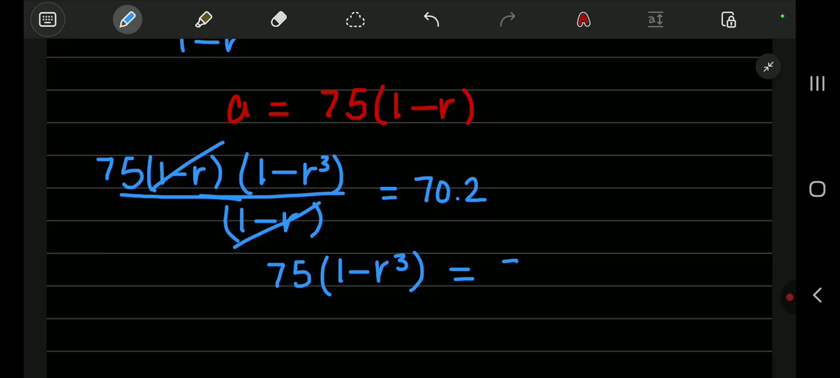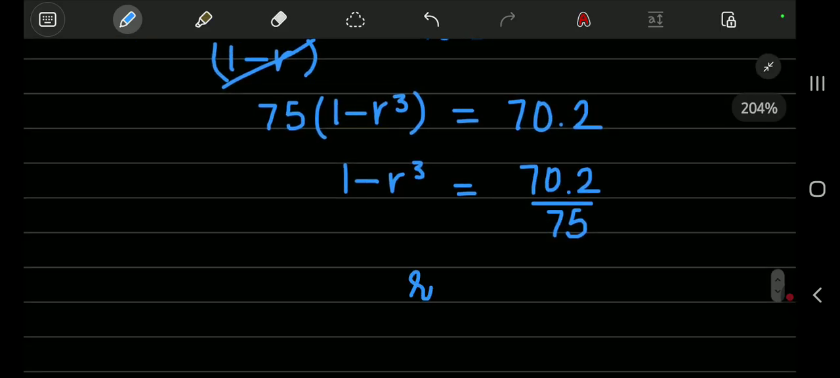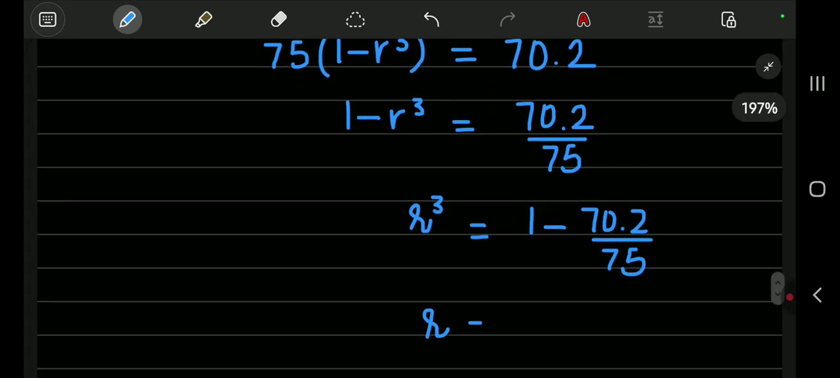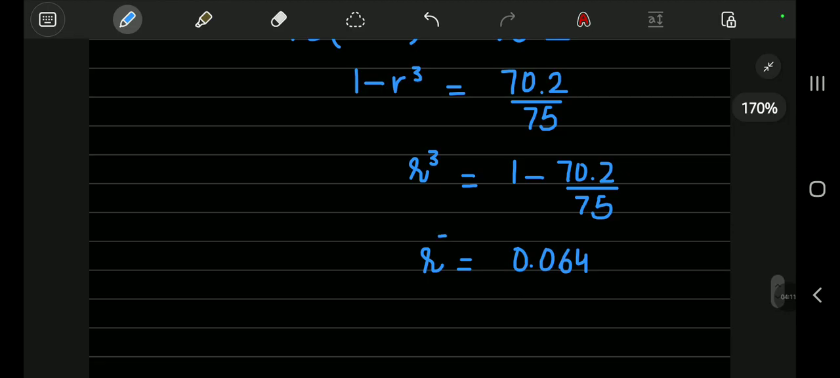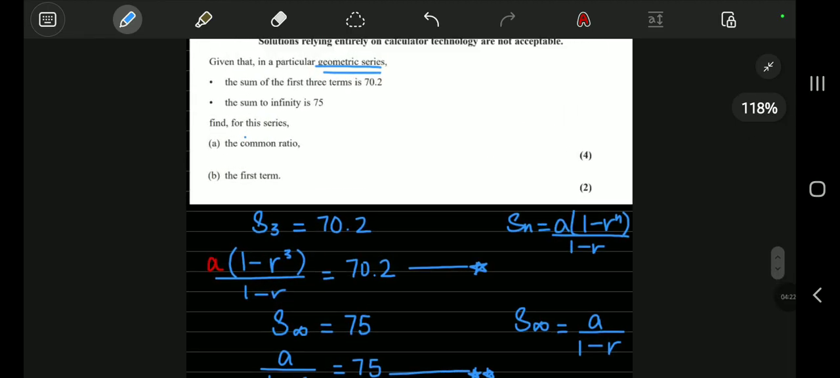Now we need to isolate r. So 1 minus r cubed is equal to 70.2 over 75. Then r cubed is equal to 1 minus 70.2 over 75. So let's solve it for r. We will get 0.064, and when you take the cube root on both sides you get r to be 0.4. So this is your working to get the common ratio r. This is what they asked for in the first part.